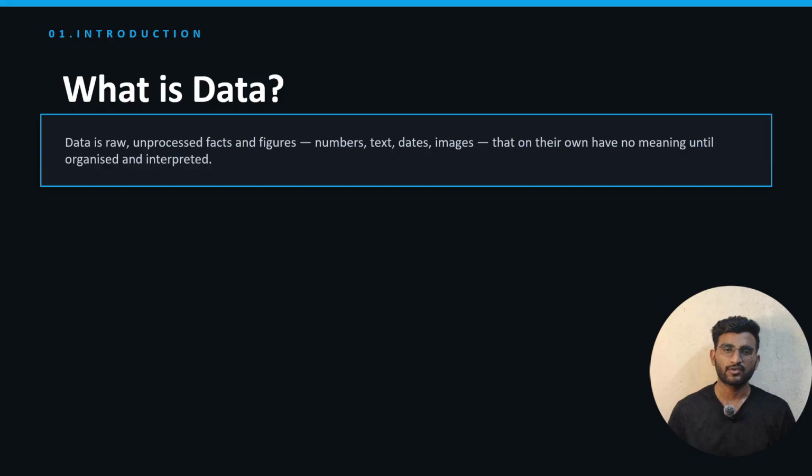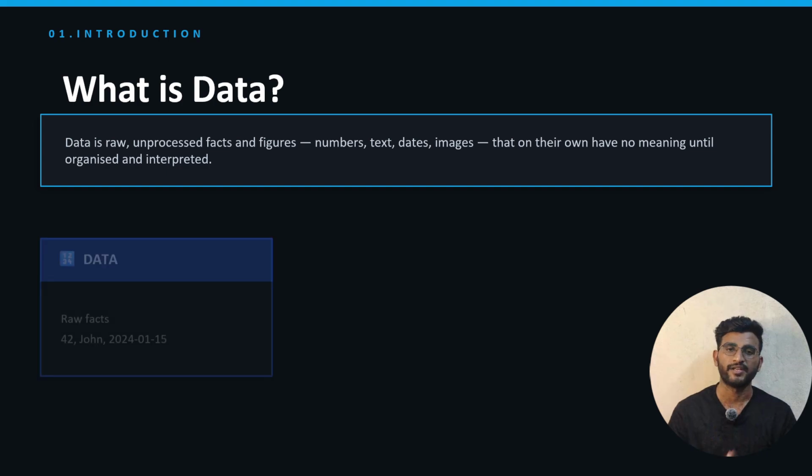Now, let's understand what is data. Well, data is raw, unprocessed facts and figures. It may be numbers, text, dates, images, anything. On their own, they have no meaning until they are organized and interpreted.